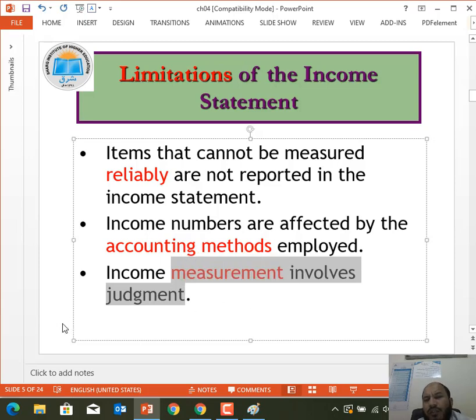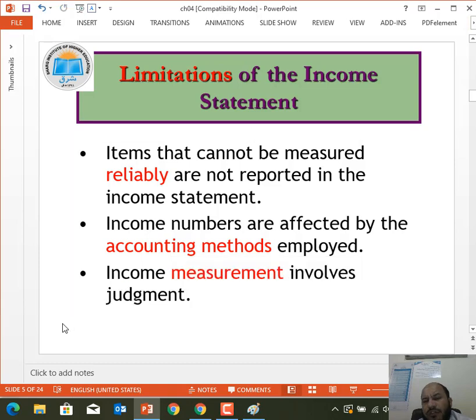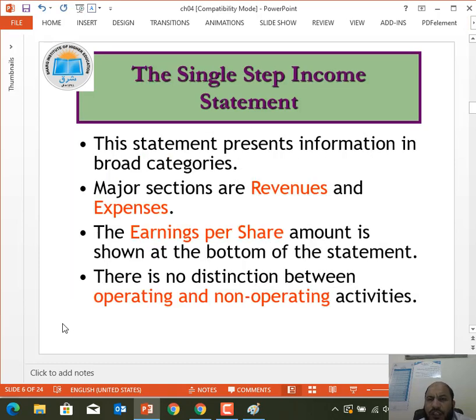So these are some of the limitations of the income statement. So we have done the first objective of the income statement.